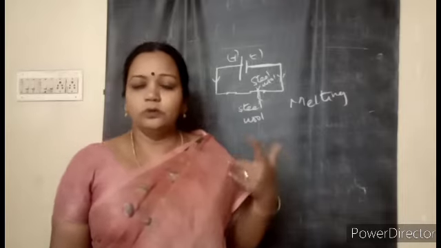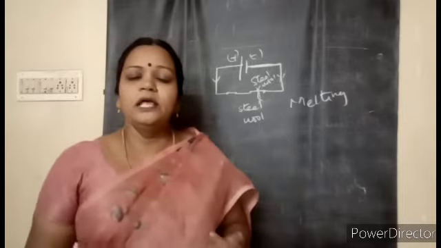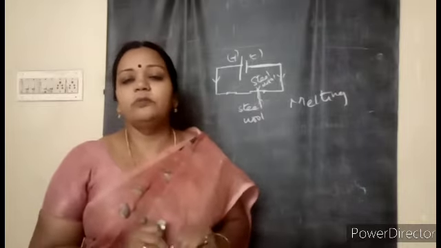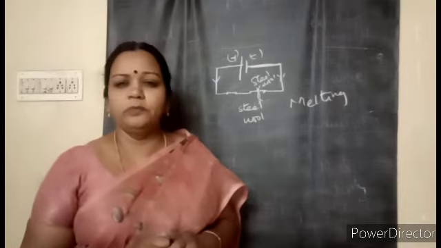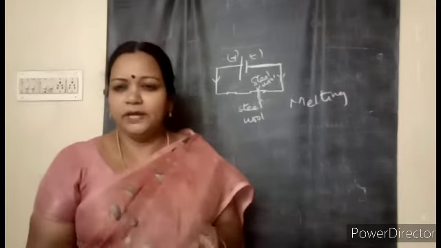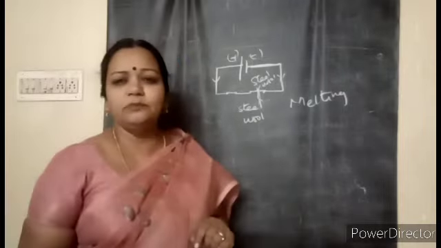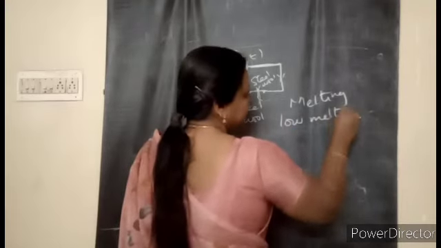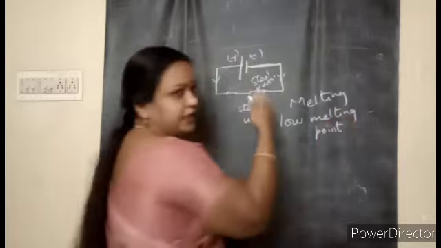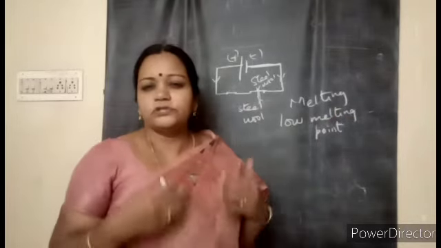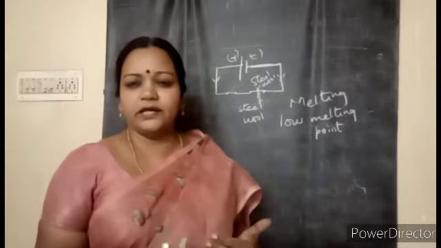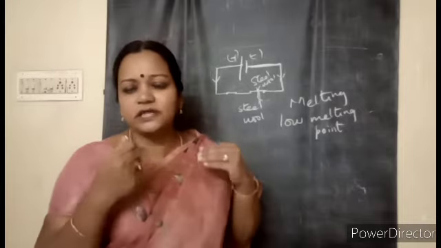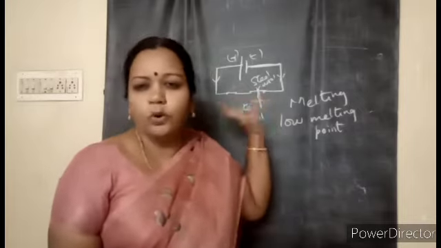Just now I said, depending upon the conductive material, some of them have high resistance, some have low resistance, and also some of them will have a low melting point and some will have a high melting point. Melting point means the point where they will start melting. So here, why did the steel wool start melting? Because it had a very low melting point. That is why once it started heating due to the heating effect of electric current, after some time, when it reaches its melting point, it starts melting and the circuit is broken or open.